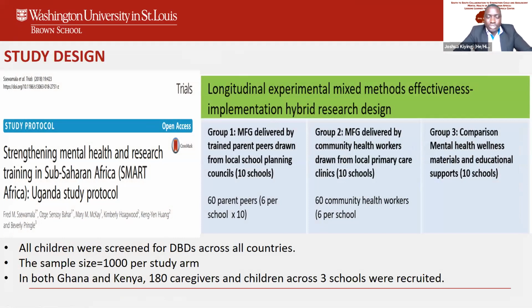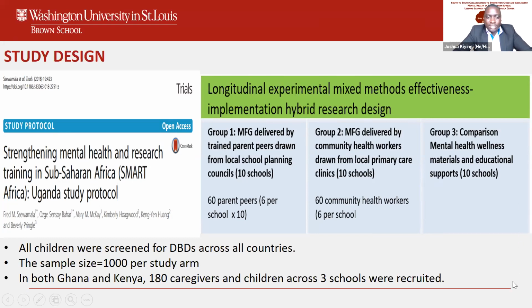For those 2 arms which receive the multiple family group intervention, in one arm, the intervention is delivered by peer parents. These are parents, but they are drawn from local school planning councils. And in the other group, the intervention is delivered by community health workers. The community health workers are drawn from primary care clinics.